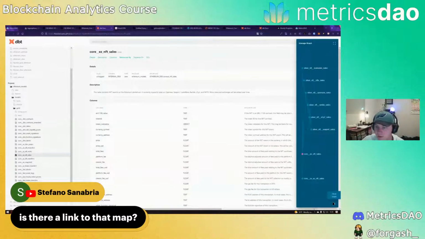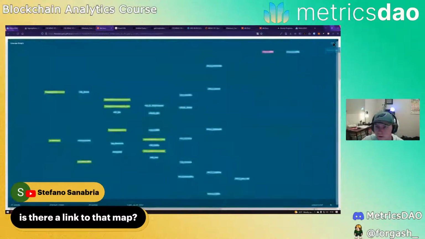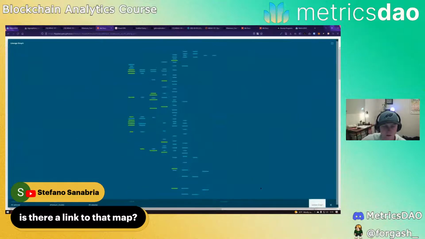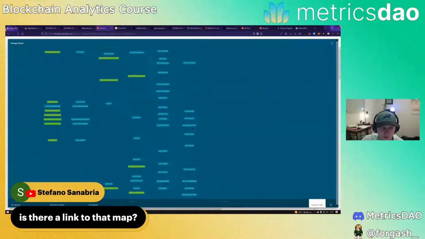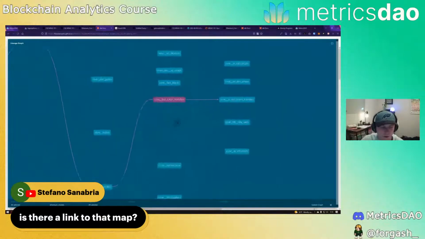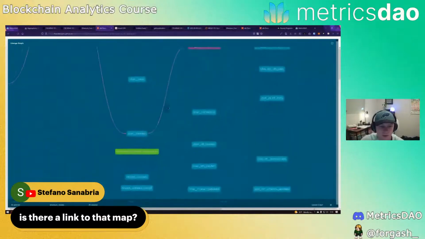Just down here, it's called the lineage graph. You can maximize it up here. And then if you really want to stress yourself out, you can delete this filter. And you can see everything that goes into the Ethereum core models. So this is all the interplay and interactions going on behind the scenes. So anything with core underscore, that's what's being exposed in the Velocity app.